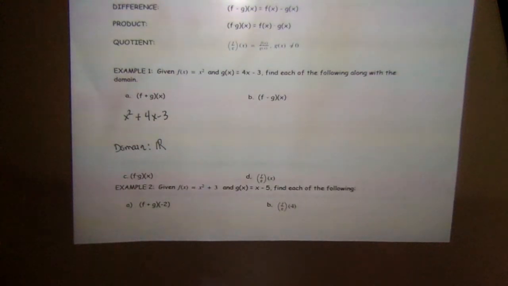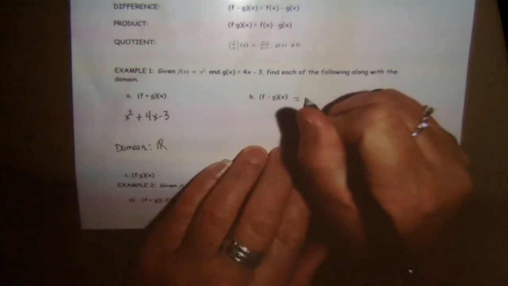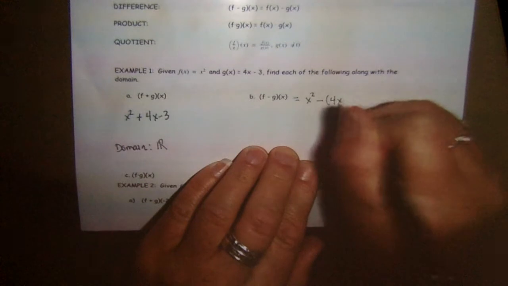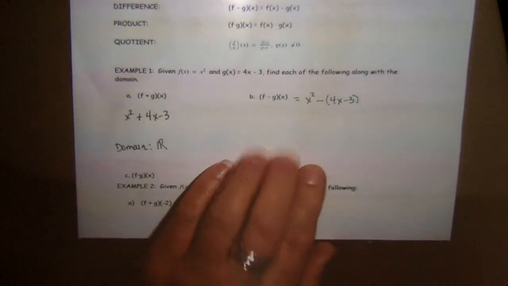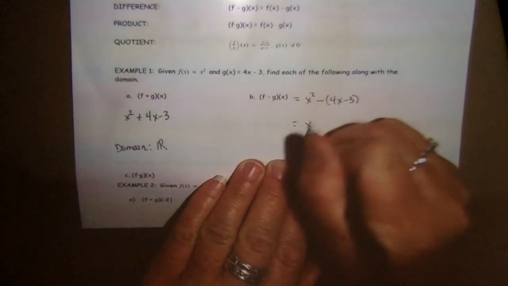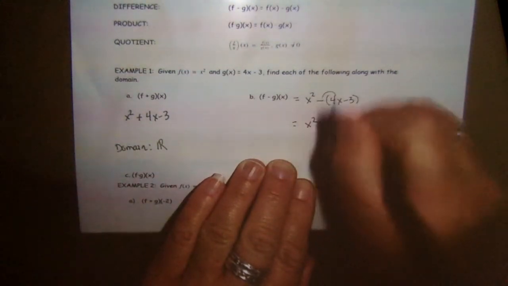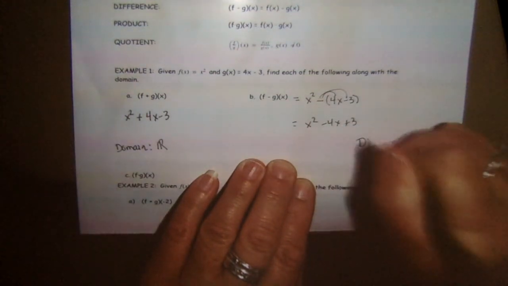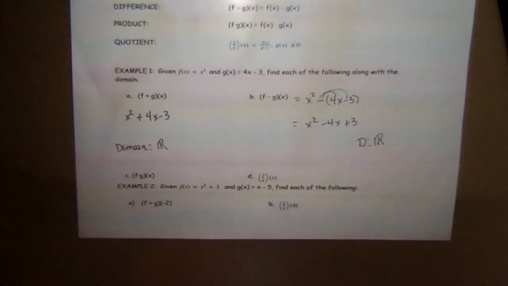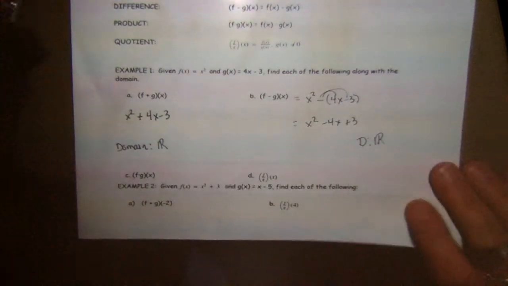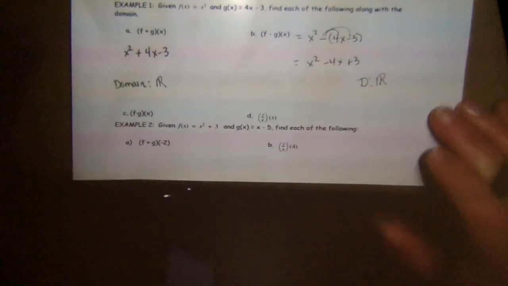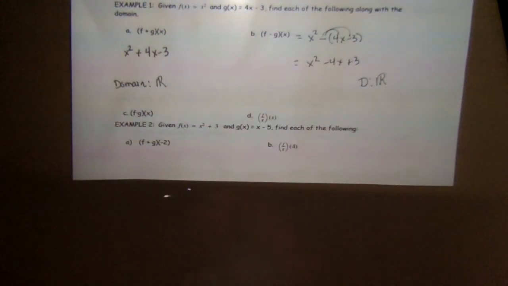Adding's no big deal, but when you subtract, you need to be a little bit careful. F of x is x squared. We're subtracting the g of x function. So that's going to be negative 4x plus 3, domain all reals. Questions there?